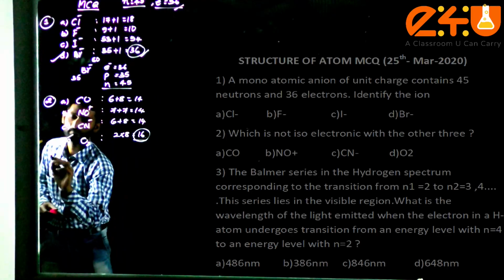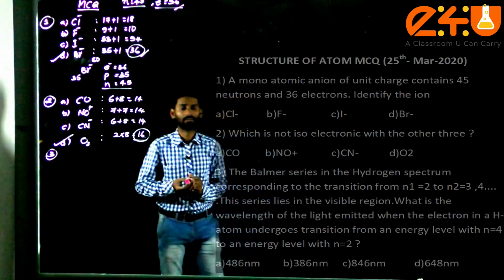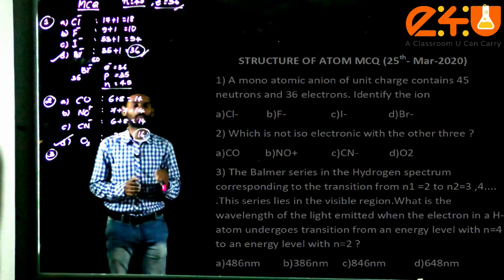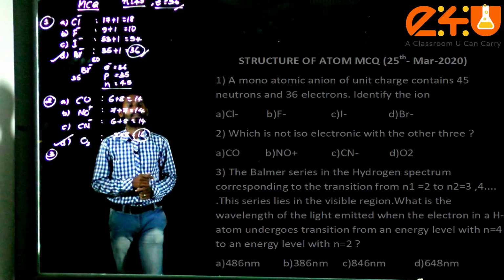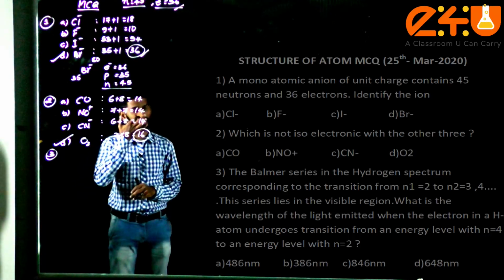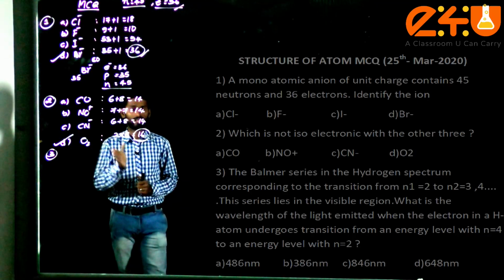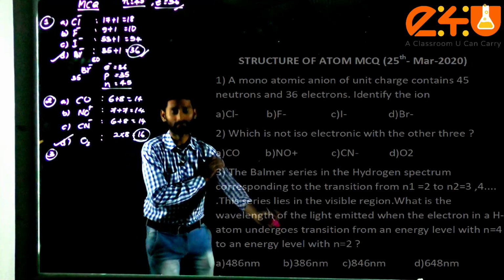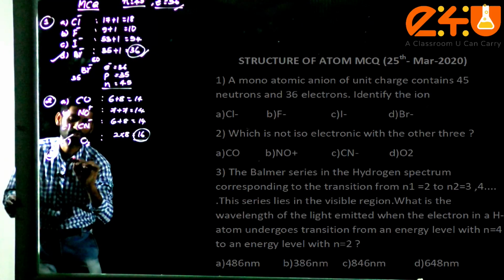Next, the third one. The Balmer series in the hydrogen spectrum corresponds to transitions from n1 equal to 2 to n2 values 3, 4 and so on. This series lies in the visible region. Now, what is the wavelength of the light emitted when the electron in a hydrogen atom undergoes a transition from the energy level n equal to 4 to n equal to 2? We know one formula, that is called Rydberg's equation.